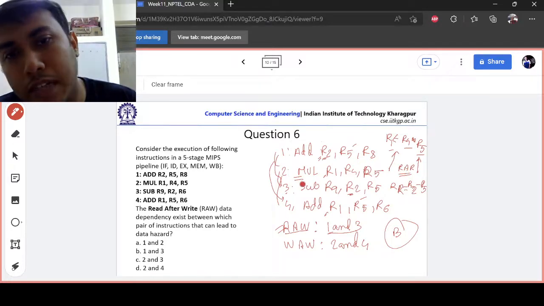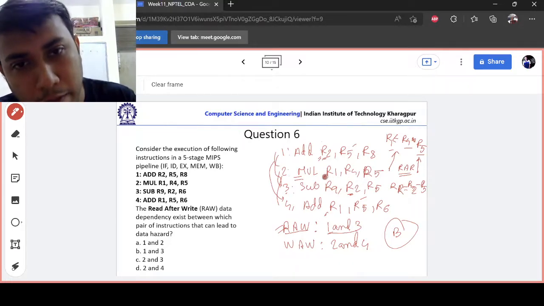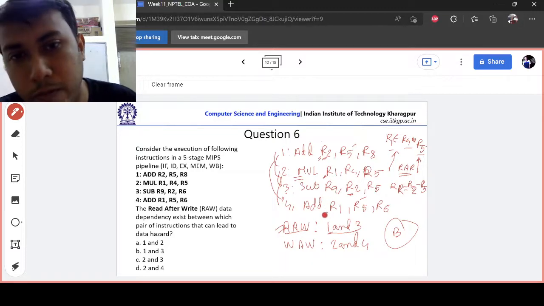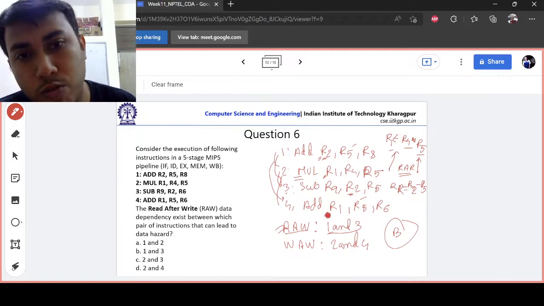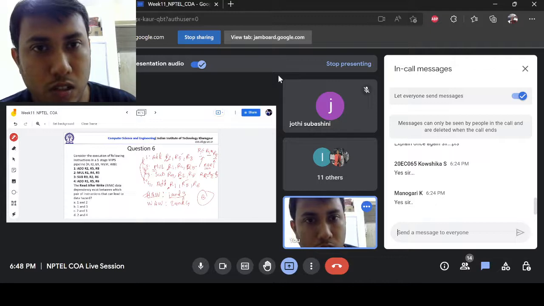Now if you look at statements 2 and 4, what is happening? We are writing the value to R1 in statement 2, and in statement 4 again we are writing the value to R1. So that's why it is a write after write hazard. Now you understand.